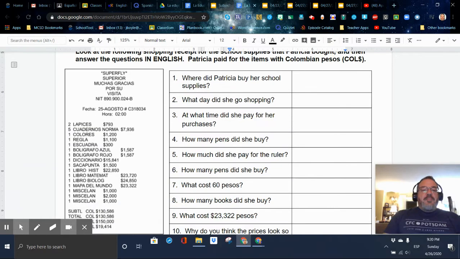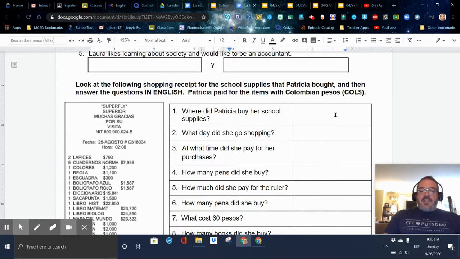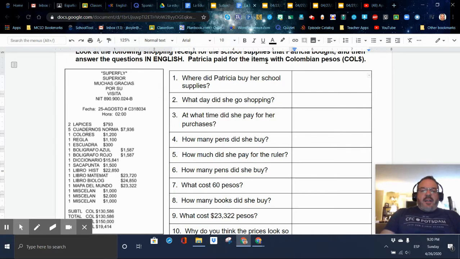All right, last part. Answer these questions in English in these boxes over here. Look at the following shopping list. This is the receipt from the shopping. And Patricia bought a bunch of school supplies. Answer in English. Now, keep in mind, she paid for this in Colombian pesos. All right. Where did she buy her school supplies? Well, on the receipt, there's the name of the store. Let's see here. Superfly.